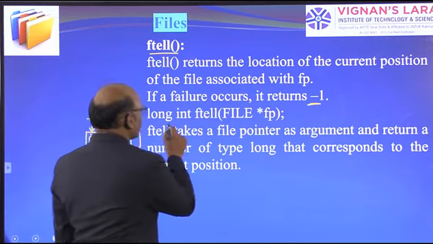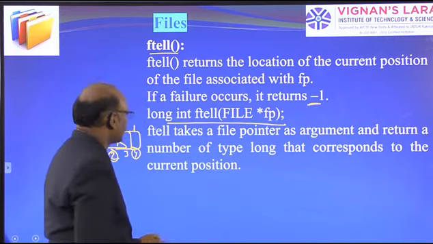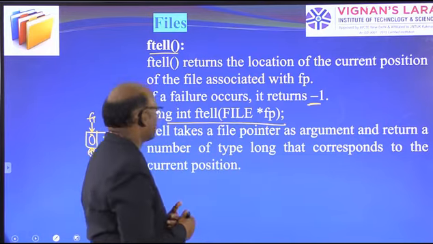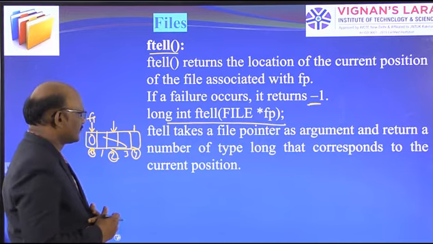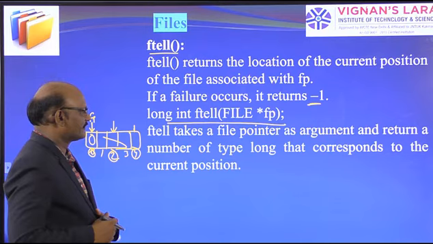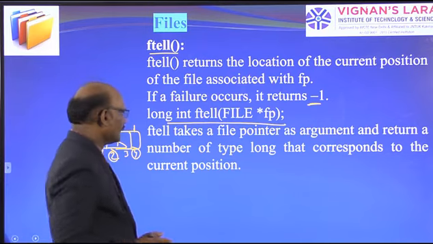So this is the syntax for ftell. The return type is a long integer, ftell of file pointer. Here we are giving the file pointer as the input. So from this function, we will get the position of the file pointer. Right?